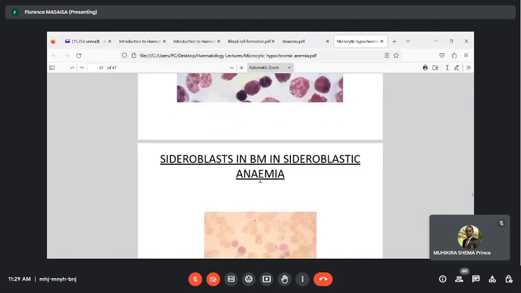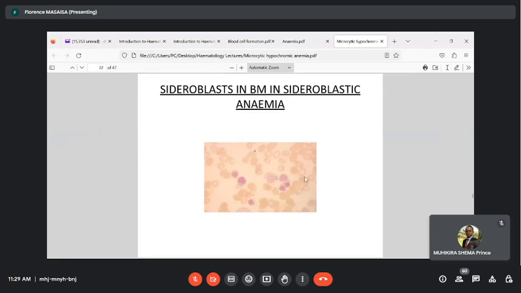This is sideroblastic anemia. In sideroblastic anemia, there is a deficiency in the enzymatic pathway which incorporates iron in the mitochondria of the red cell precursors. The iron stays outside of the nucleus. You can see here, those are the granules outside, which have iron. You see it in sideroblastic anemia.